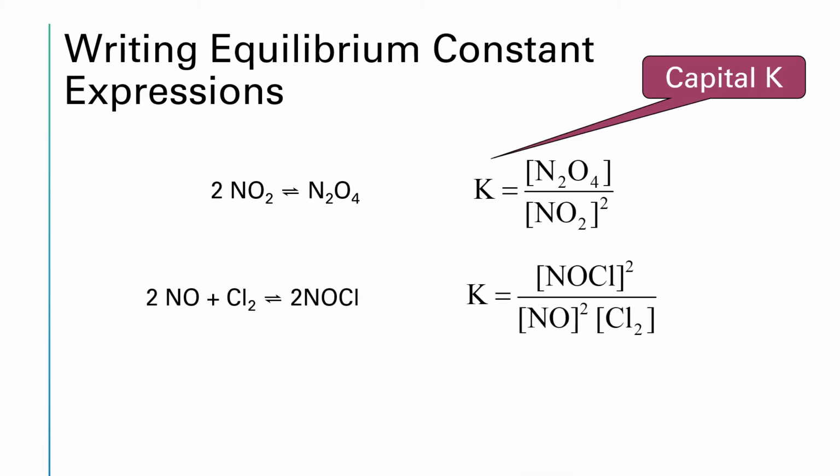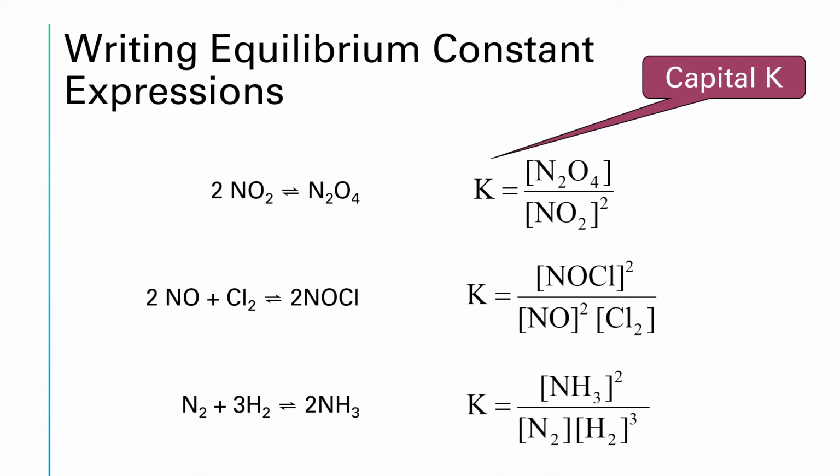In our next example, we have 2NO plus chlorine in equilibrium with 2NOCl. The equilibrium constant expression is NOCl squared divided by NO squared and Cl2. And for our third example, we have this process for creating ammonia. Nitrogen plus 3 hydrogens are in equilibrium with 2 NH3, and the equilibrium constant expression says ammonia squared divided by nitrogen and divided by hydrogen cubed.